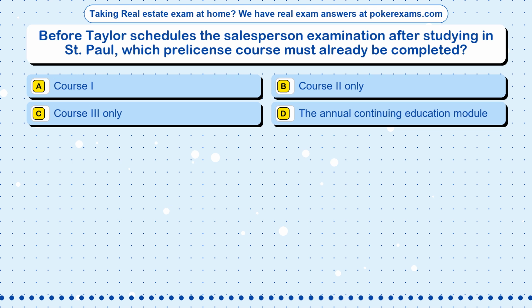Question 1. Before Taylor schedules the salesperson examination after studying in St. Paul, which pre-license course must already be completed? Option A, Course I. Option B, Course 2 only. Option C, Course 3 only. Option D, the annual continuing education module.